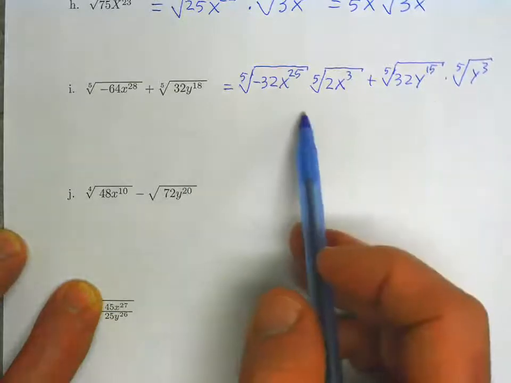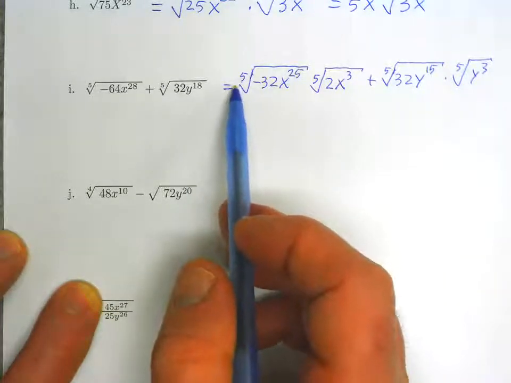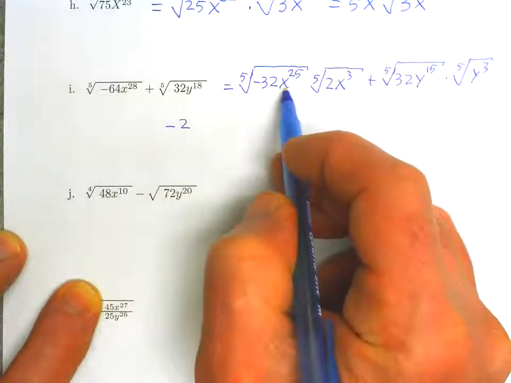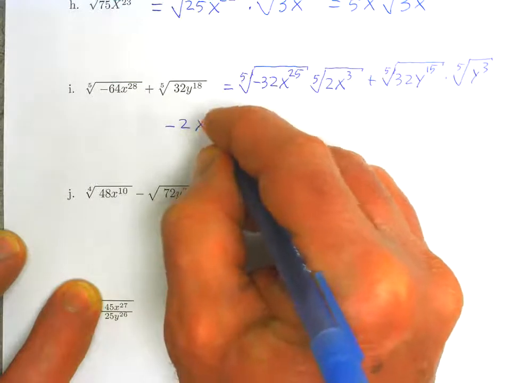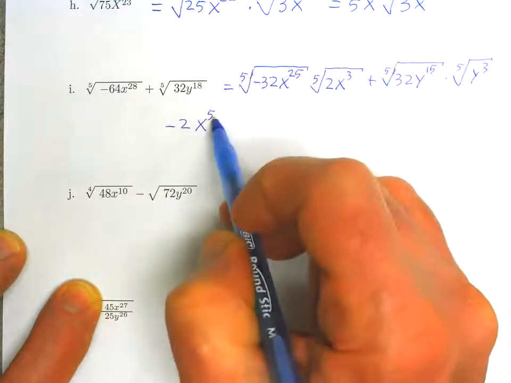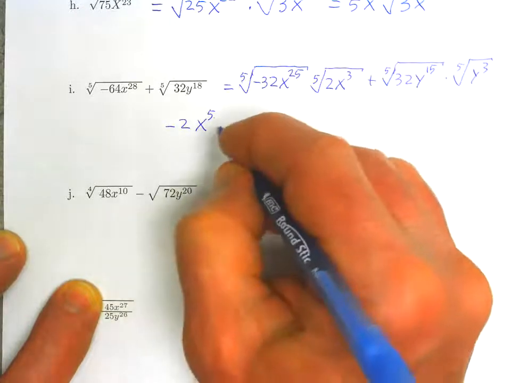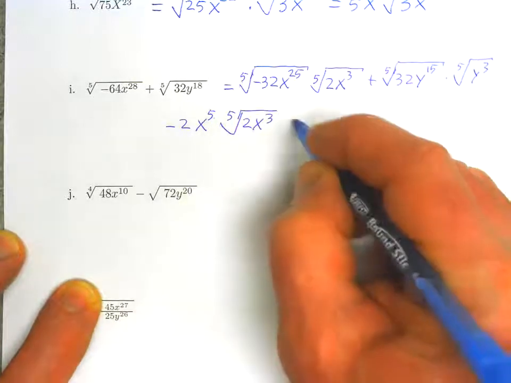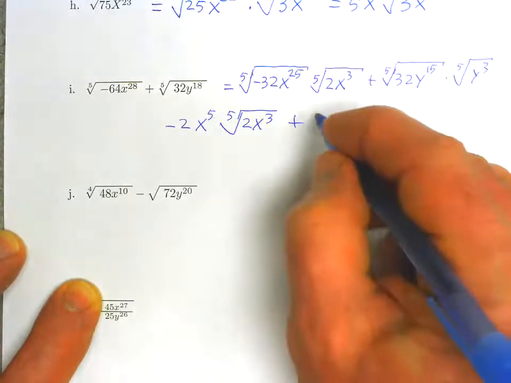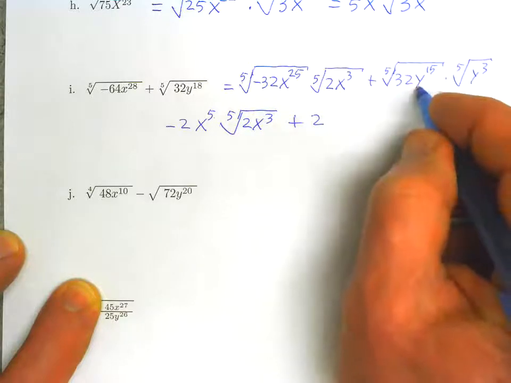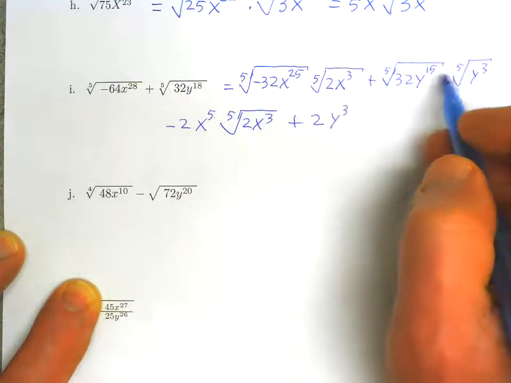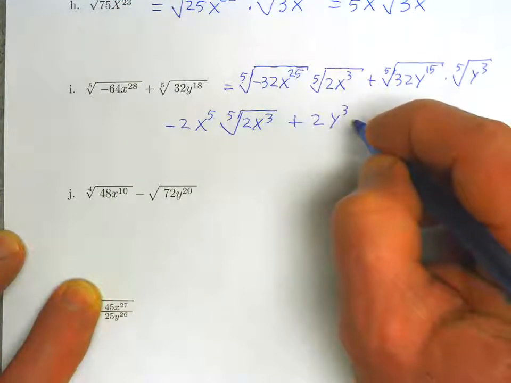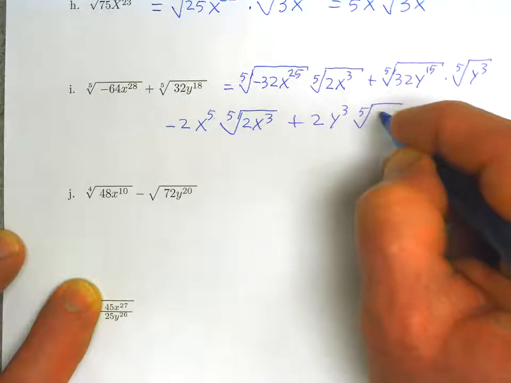And then in the next step, we can write this simplified form. The fifth root of negative 32 is negative 2, and the fifth root of x to the 25th is x to the 5th, because 25 divided by 5 is 5. So negative 2x to the 5th times the fifth root of 2x to the 3rd, and then plus the fifth root of 32 is 2. The fifth root of y to the 15th is y to the 3rd, because the exponent 15 divided by the index 5 is 3. And so plus 2y to the 3rd times the fifth root of y to the 3rd.